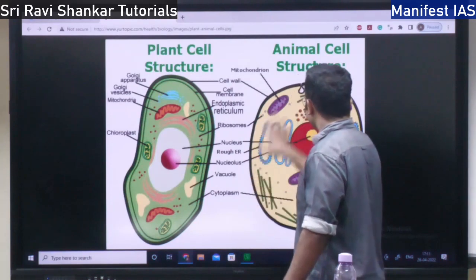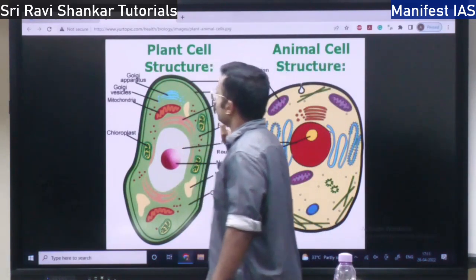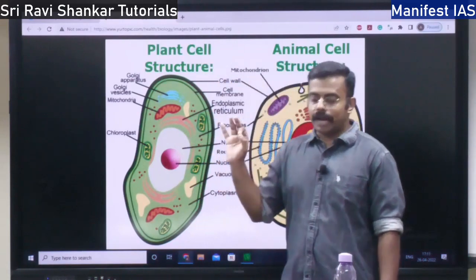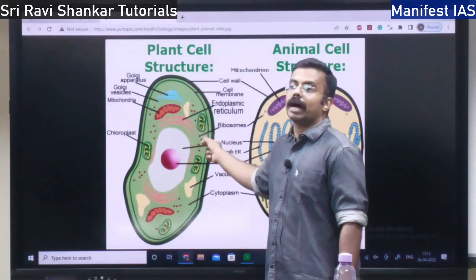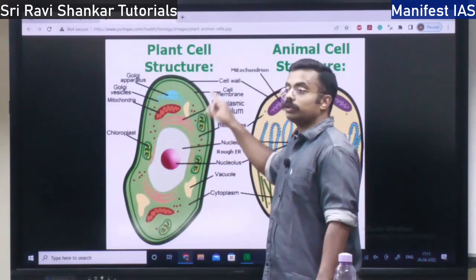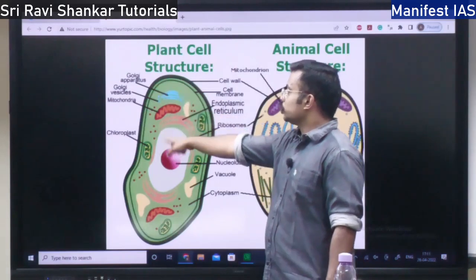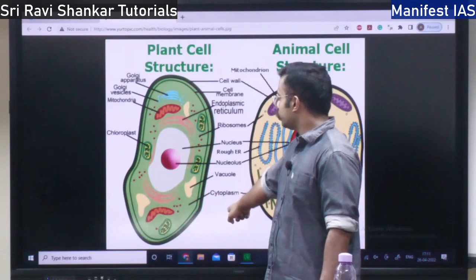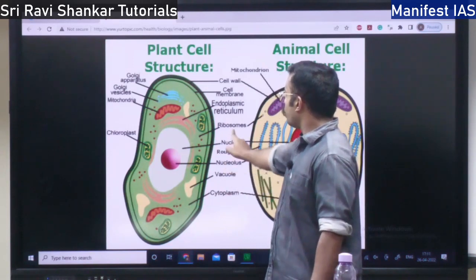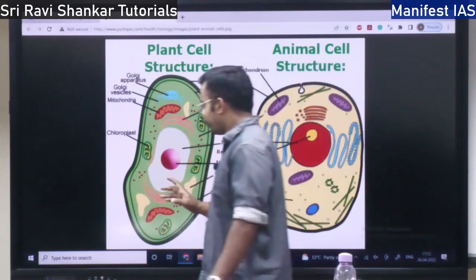So this is the basic difference. One thing you have to do is Google plant and animal cell today, and find out the function of each and every part, right? What does this do? It is going to be asked in your exam. What does Golgi apparatus do? What does chloroplast do? What does cytoplasm do? What does vacuole do? What does ribosome do? Everything you have to find out and tell me in the upcoming class.